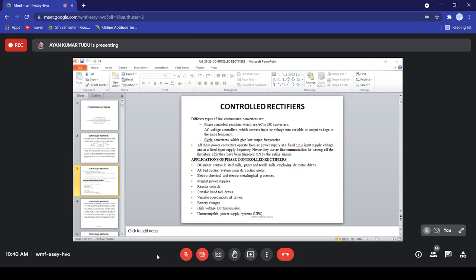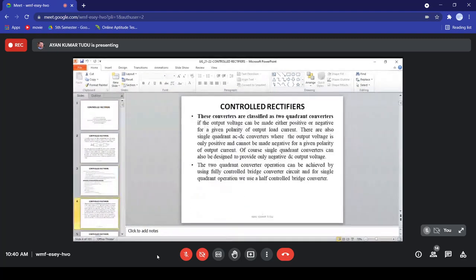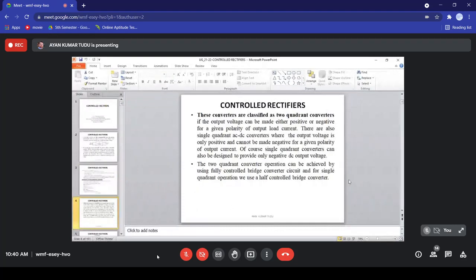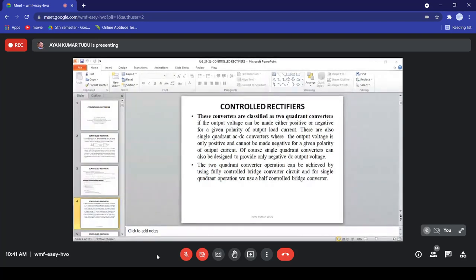Okay, so these phase control rectifiers or phase control converters are very simple, less expensive, and widely used in industrial applications as listed above. These converters are classified as two quadrant converters, that is, if the output voltage can be made either positive or negative for a given polarity of output load current.